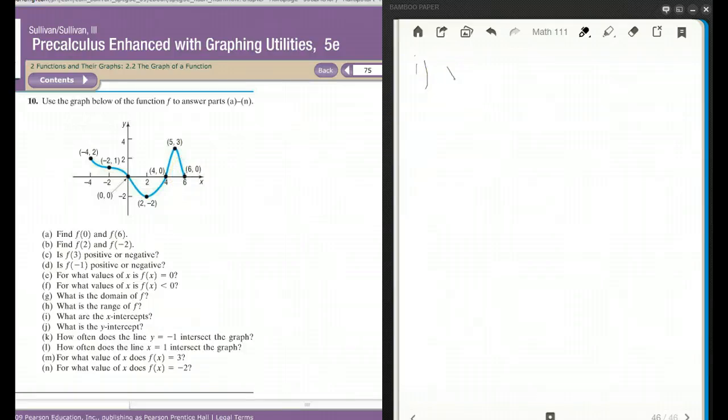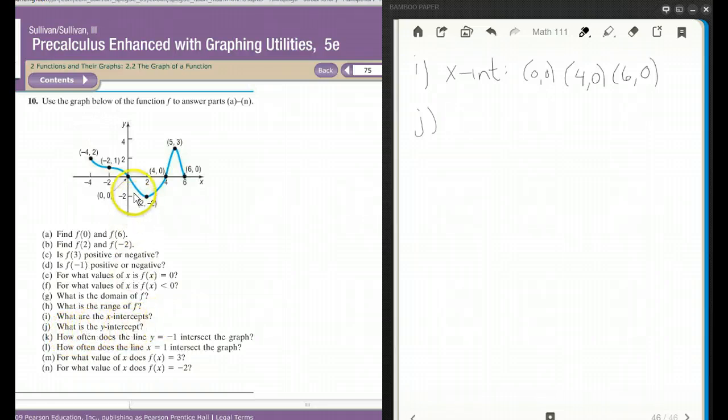Okay, so for x-intercepts, I'm going to write them as ordered pairs: (0, 0), (4, 0), and (6, 0). Good. Notice that these x values of 0, 4, and 6 are the same answers from part E, right? And that's because you're asking the same question. What are the x-intercepts is the same question as when does the function equal 0? Okay, good.